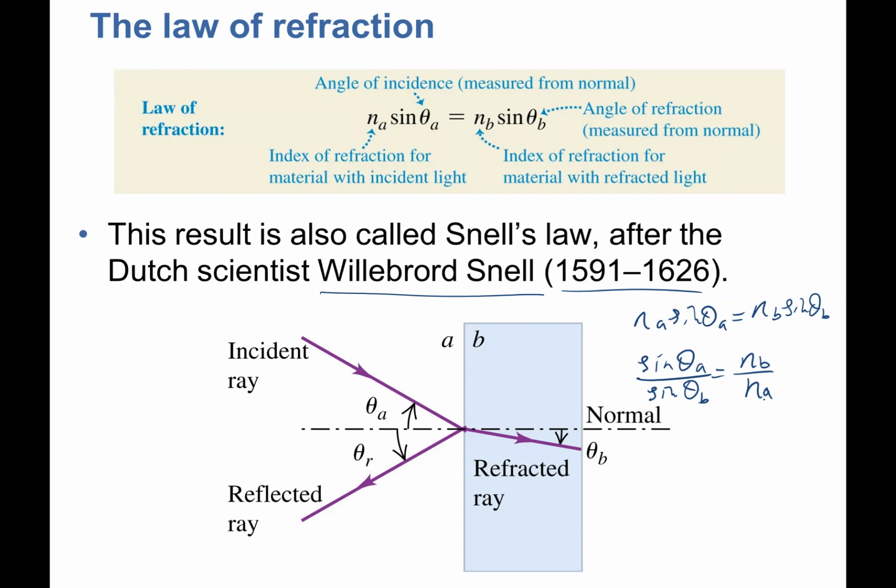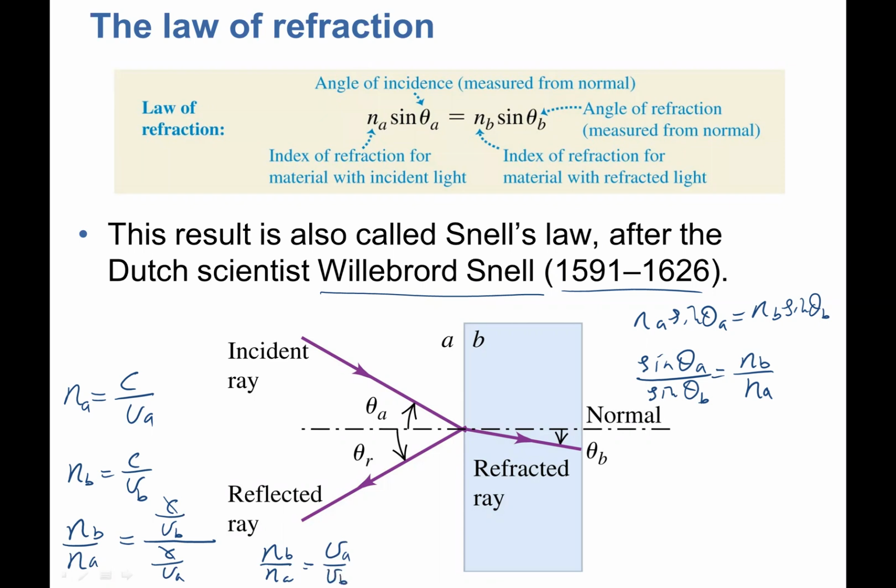Here's one thing we can also talk about. Remember that the index of refraction equals C over V. So NA is C over VA, and NB is C over VB. How about if I take the index of refraction of B divided by the index of refraction of A? See, NB is C over VB, and NA is C over VA. C cancels out, and this ratio NB over NA gives me VA over VB. That means NB over NA equals VA over VB.